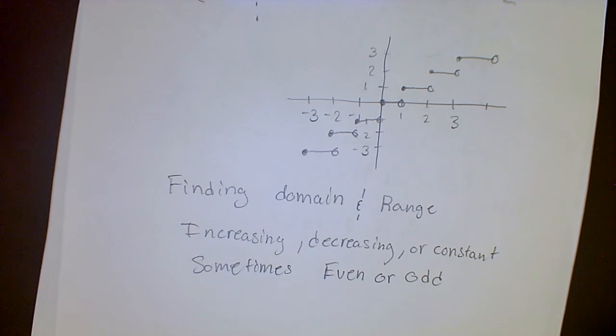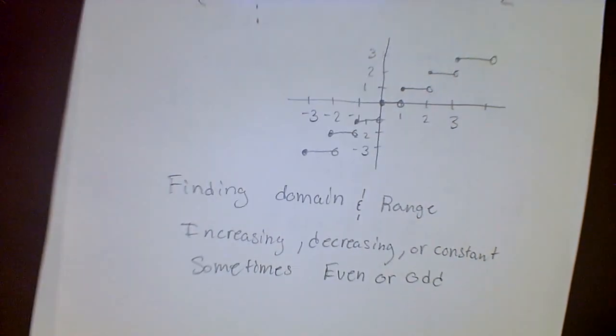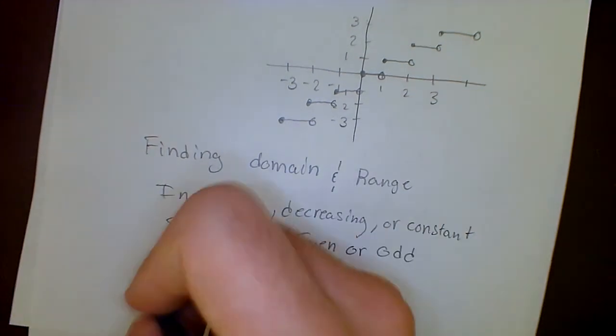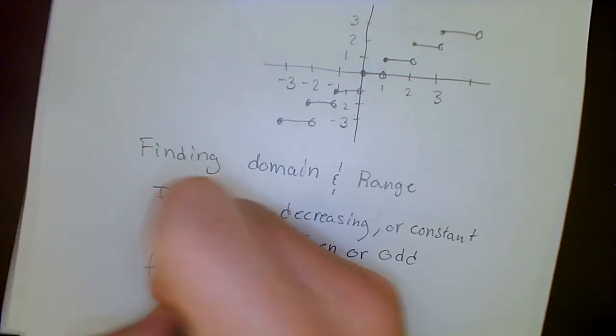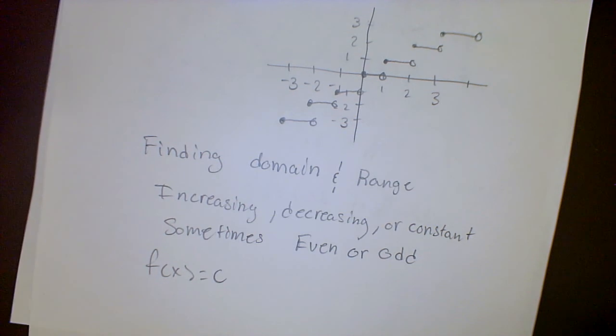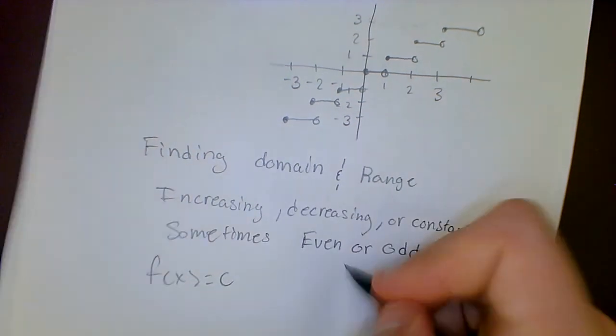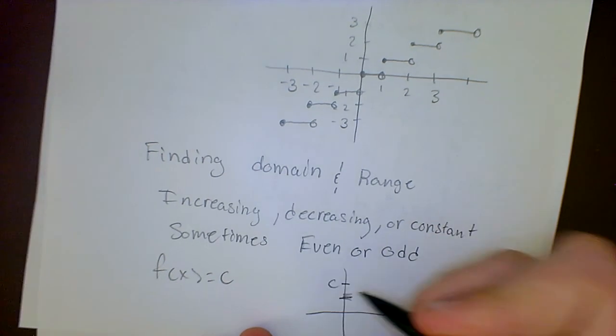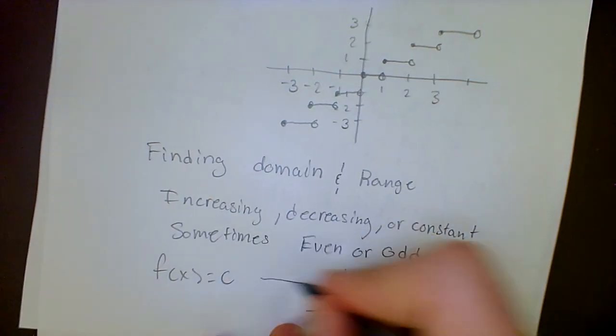So for example, if we looked back at some of our examples here, if I looked at the simple, or not identity, a constant function, f of x equals c. So that's like this one right here. So if I go up to, let's say this is the y value c. So this is my function.